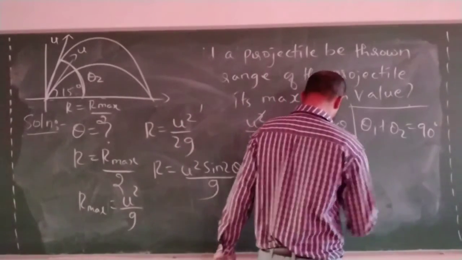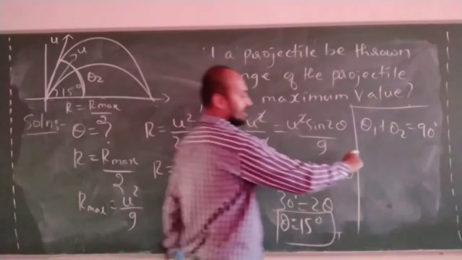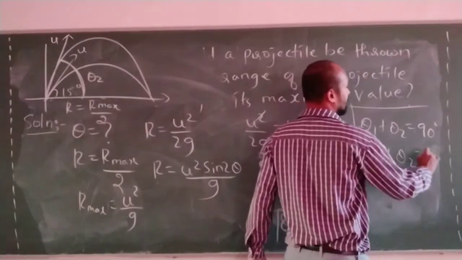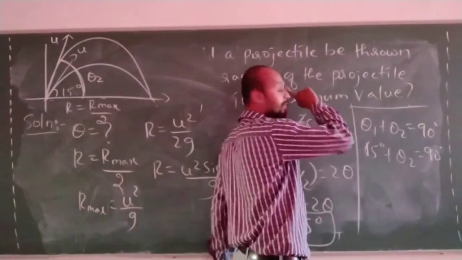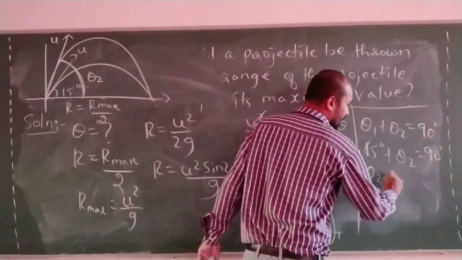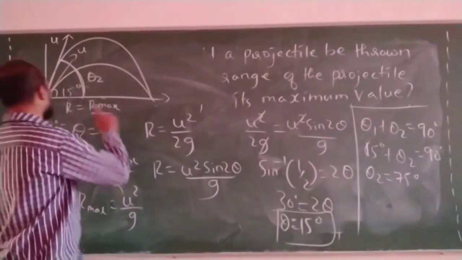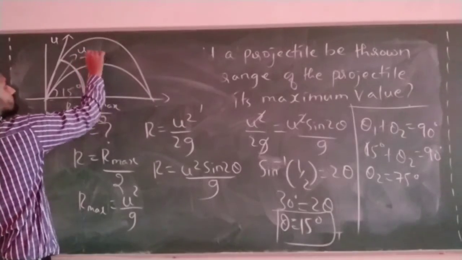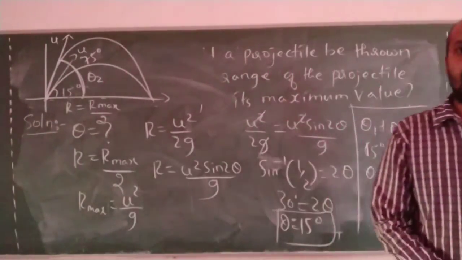Here, theta 1 is 15 degree. In this case, I can write 15 degree plus theta 2 is equal to 90 degree. Theta 2 I have taken in the diagram as this angle. So this is theta 1. So theta 2 can be written as 75 degree. Even for 75 degree, you will form a range which is R max by 2. Got it? No?